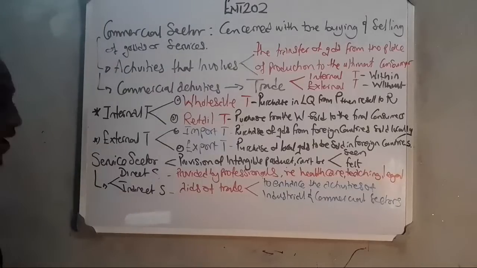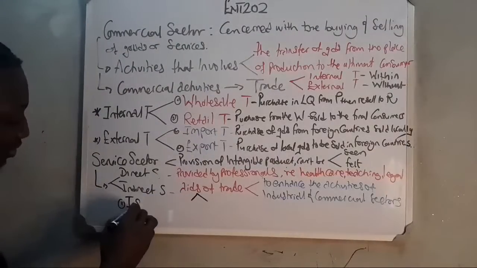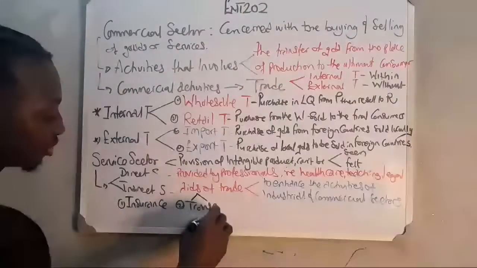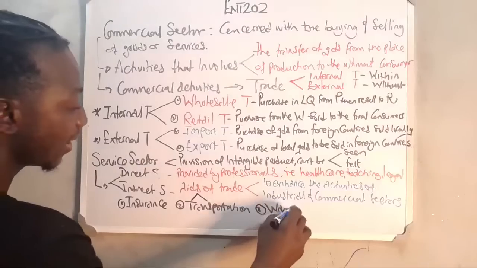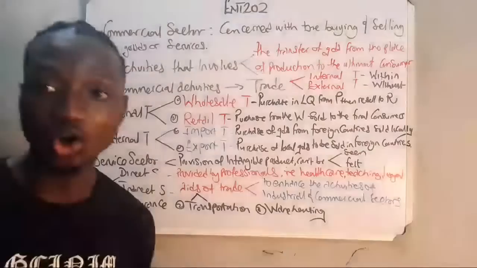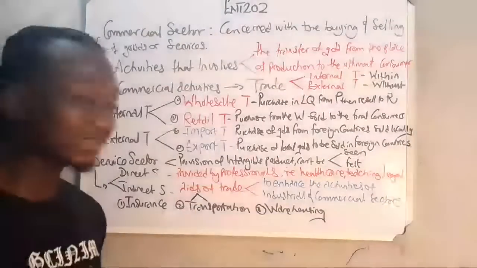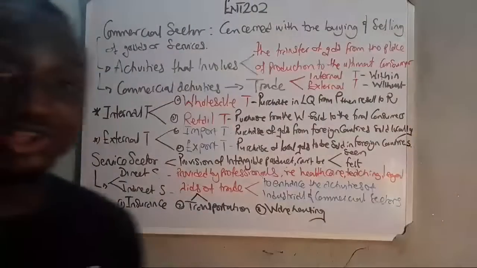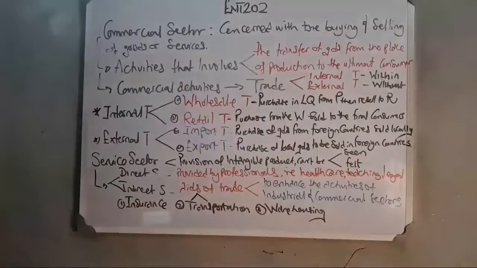We have one, insurance. Two, transportation. And three, warehousing. Insurance: you have to insure your goods, your assets. Transportation: in the commercial sector, you need to get your goods to where they are required, and you also need to keep your goods safe. These are the things they actually do.